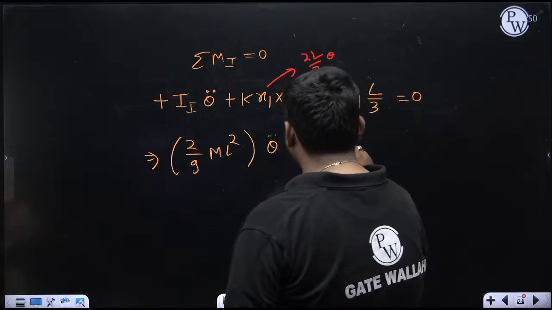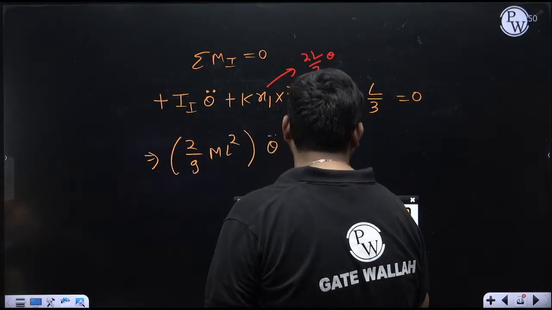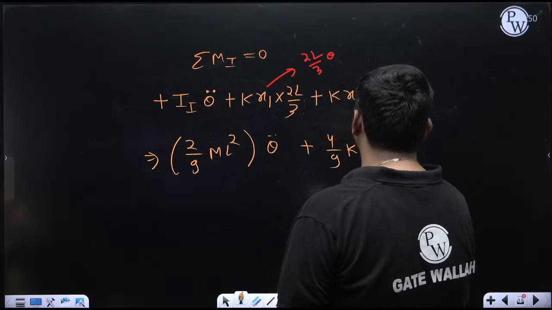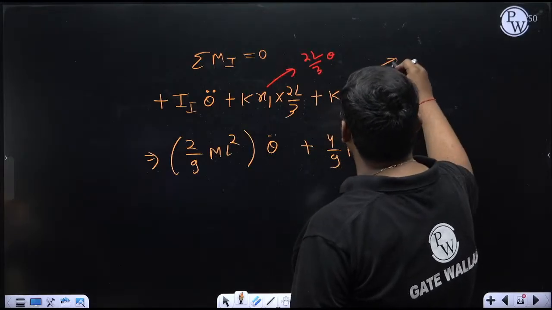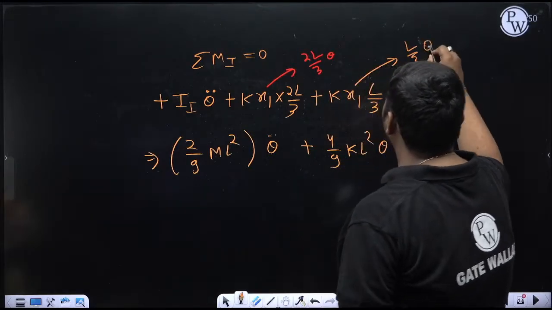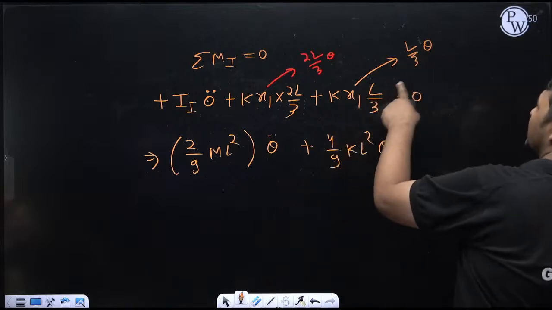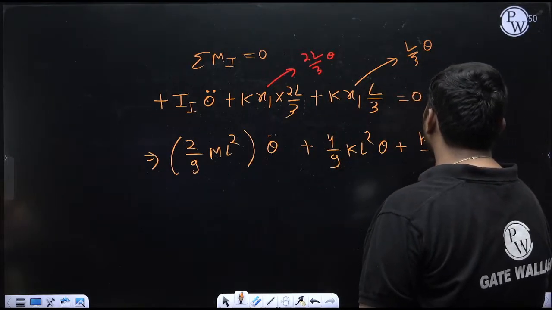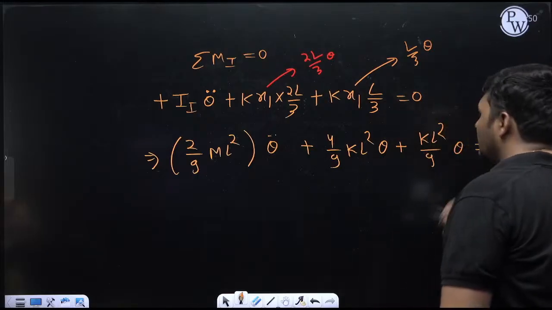So can I write like this now? It is 4 by 9 L square, and K is already coming. So 4 by 9 KL square theta plus. Similarly, the value of x1 is L by 3 theta. You can check. Now L by 3 theta into L by 3 will be L square by 9, and K is already coming. So it will be KL square by 9 theta equal to 0.